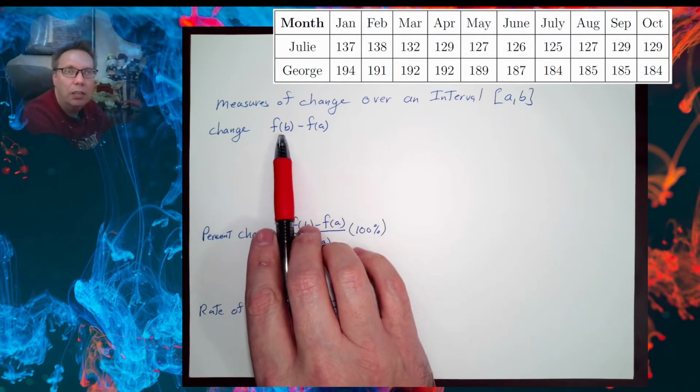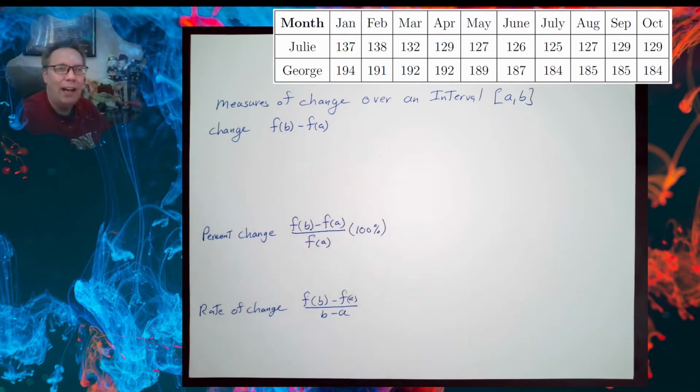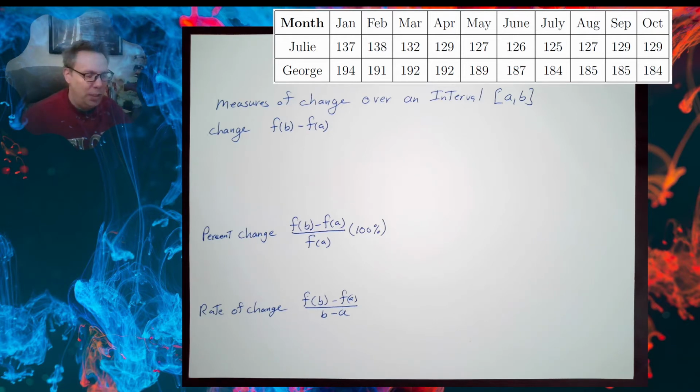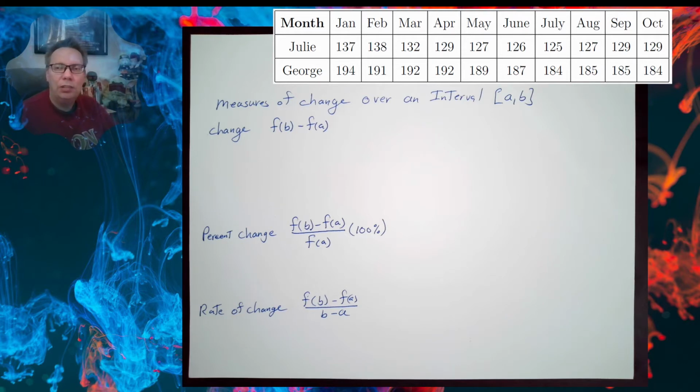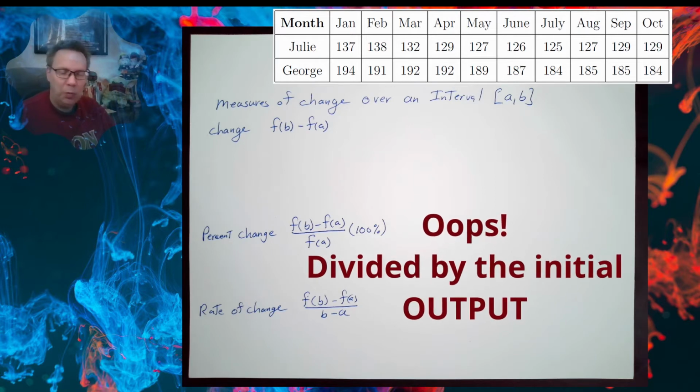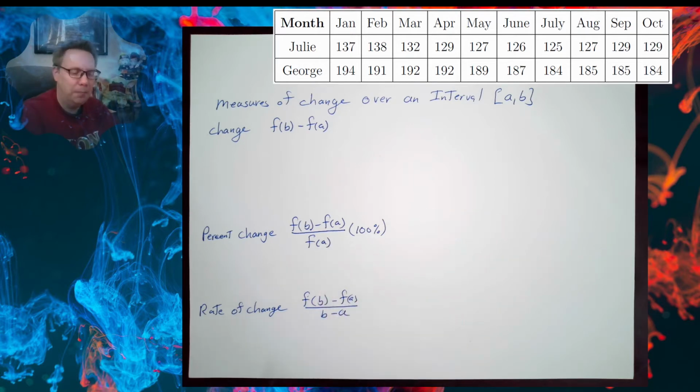Remember, f of b represents an output, and in this case, at a specific month. And the percentage change is really the difference of the two outputs divided by the initial input, which we're representing with f of a here.